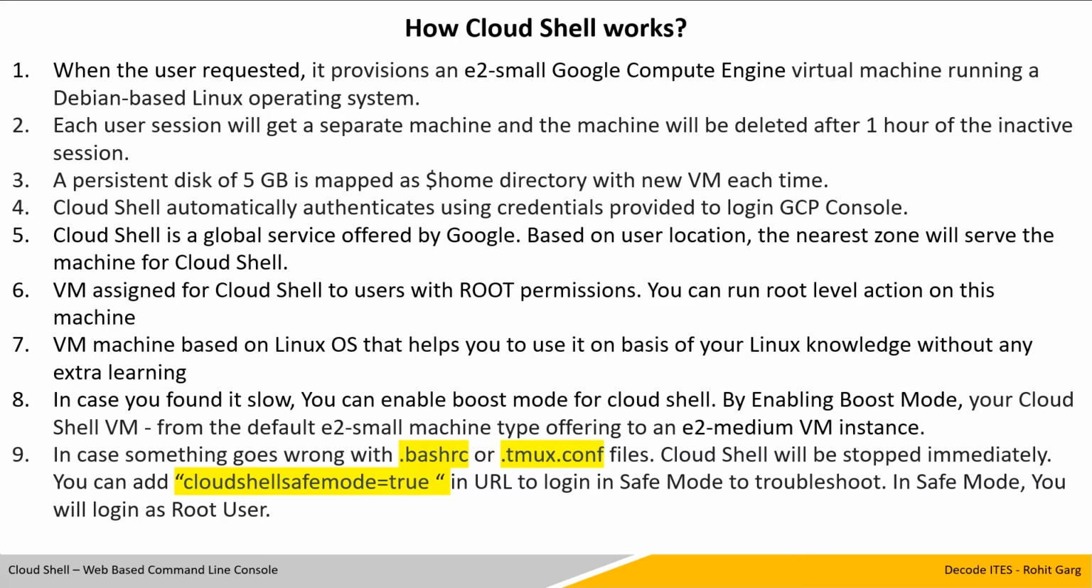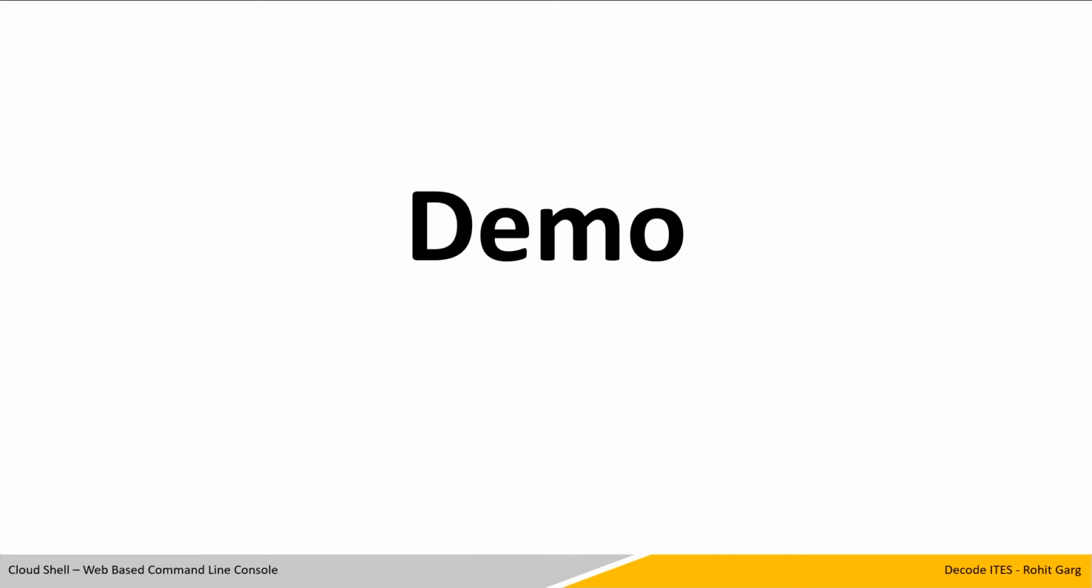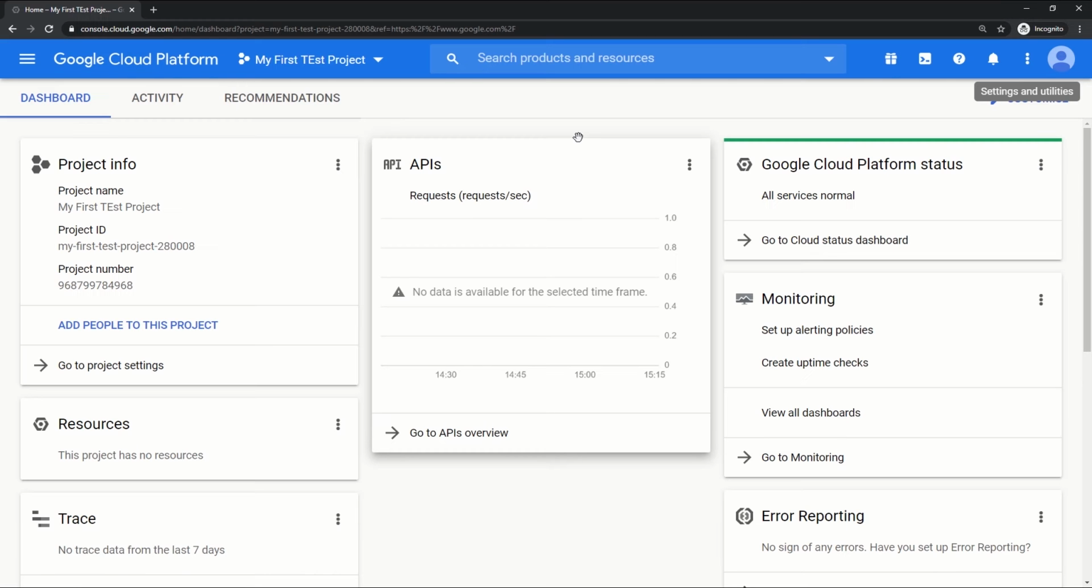So let's start with the demo. In the demo, we will see what is Cloud Shell. We will try some basic commands. We will see how we can enable the boost mode and how we can start Cloud Shell in safe mode. To launch a Cloud Shell, you first need to connect to your Google Cloud Platform account, and this is our home page.